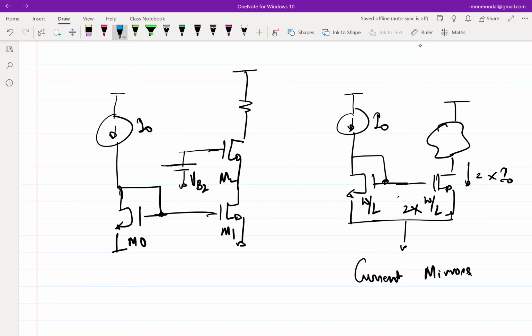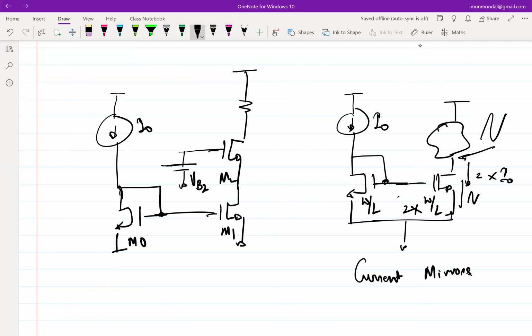But then we saw that it's not entirely accurate, right? Because sometimes you might be able to neglect, sometimes you might not be able to neglect the effect of channel length modulation, which essentially means that if this voltage goes up and down for whatever reason, then this current will also go up and down, right? So the mirroring effect will not be as accurate as you want.